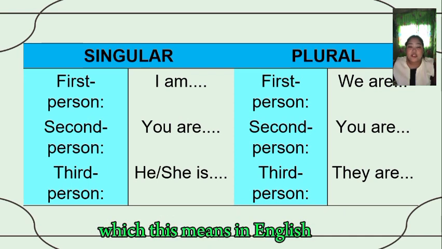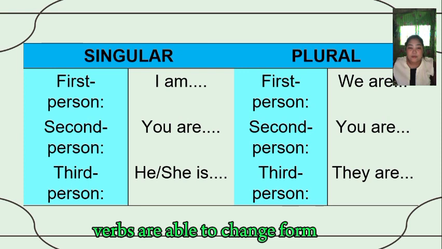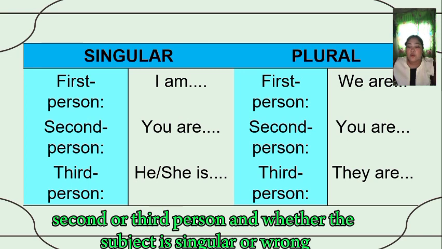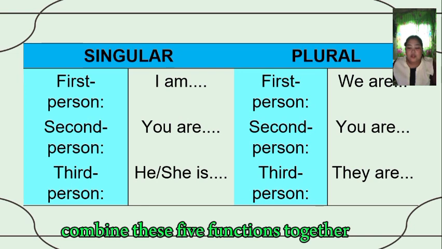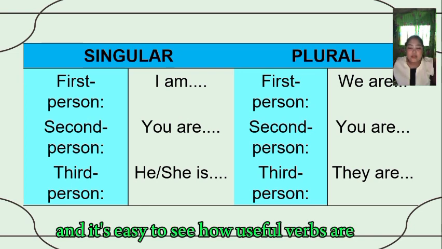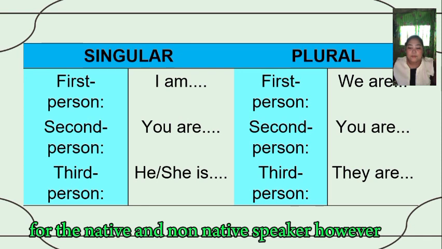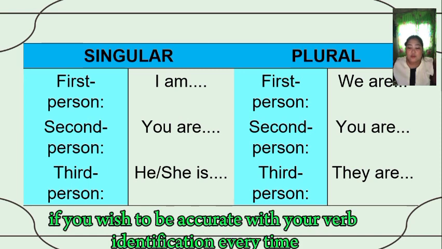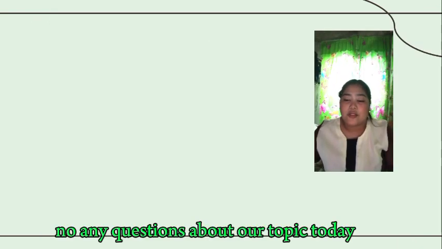This means in English, verbs are able to change form to demonstrate whether the subject is a first, second, or third person and whether the subject is singular or plural. Combine these 5 functions together and it's easy to see how useful verbs are for the native and non-native speaker. However, it is not enough to simply recognize these functions if you wish to be accurate with your verb identification every time. Now, any questions about our topic today?